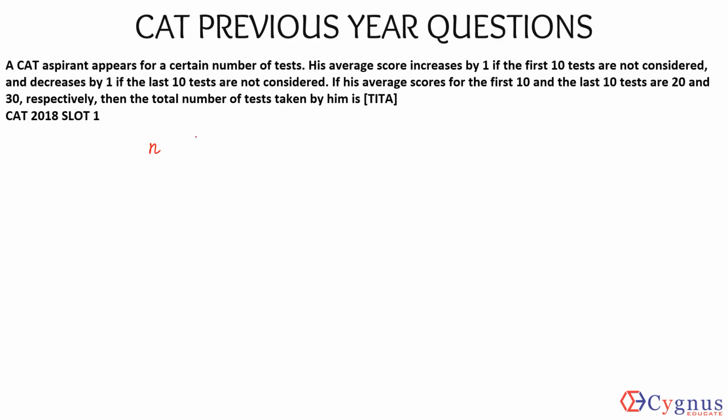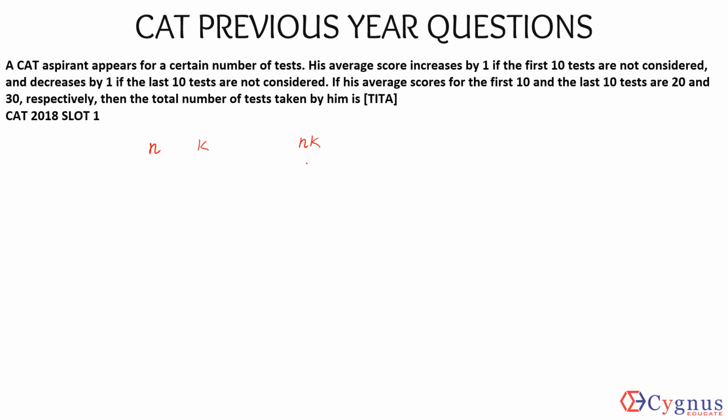Let's assume that the initial average is K. So in these n tests, he is going to score at the rate of K marks each. So the total will become NK. Then his average score increases by 1 if the first 10 tests are not considered.